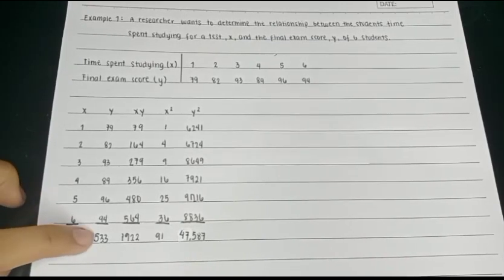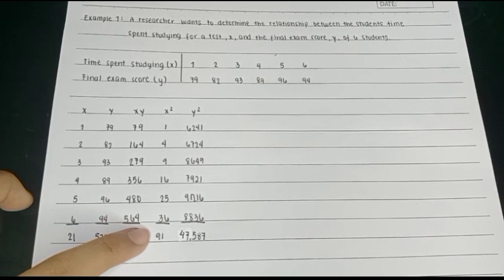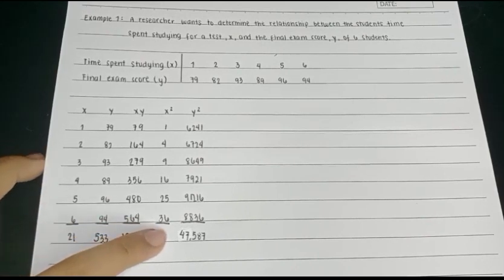So, the sum of our x is 21, for our y is 533, for the xy is 1922, x squared is 91, and lastly the y squared, which is 47,587.